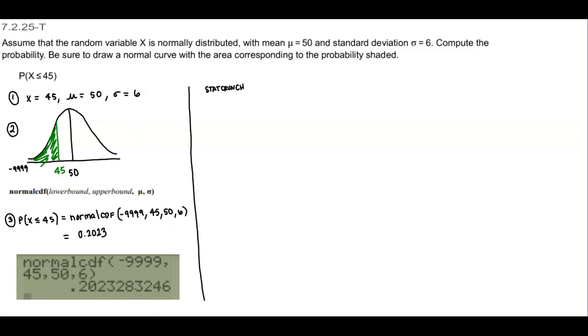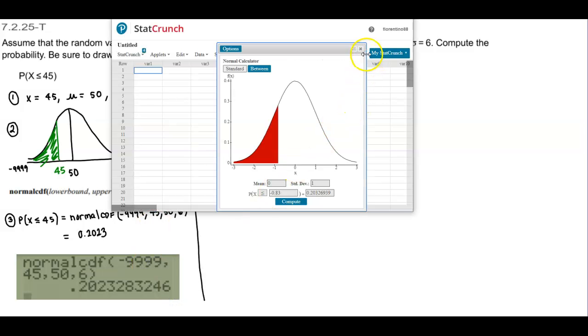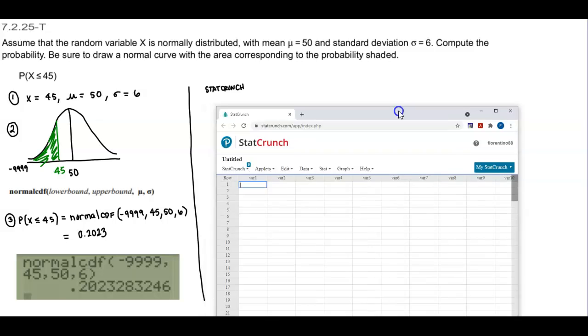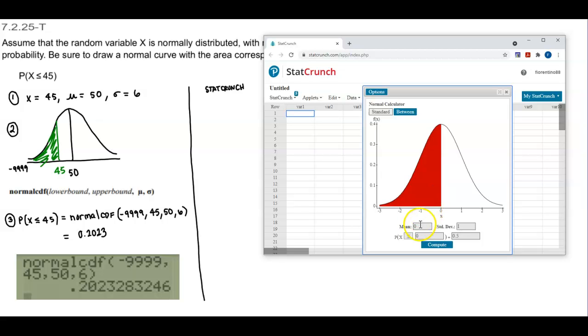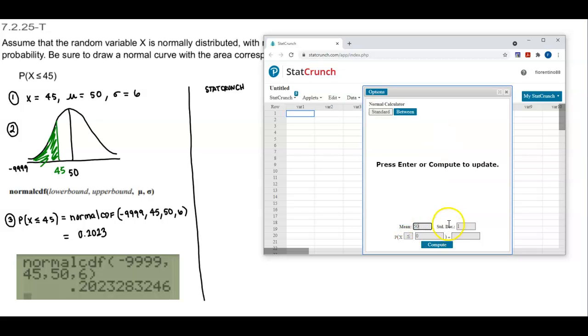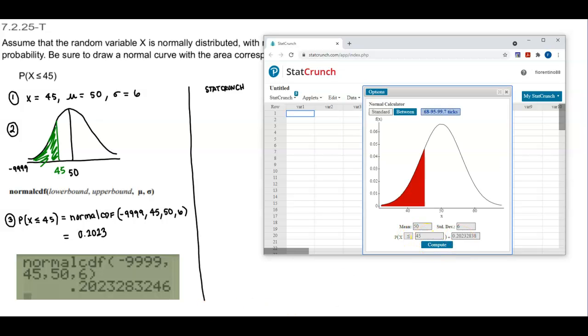Okay, now if we wanted to use StatCrunch, what we're going to do is open up StatCrunch. By doing that, we're going to go to Stat, go to Calculators, and then go to Normal Distribution. Our mean that we're given here is 50, so we're going to put in the value of 50 for our mean. We know that our standard deviation is 6, and we know that x has to be less than or equal to the value of 45. And then we're going to select Compute.